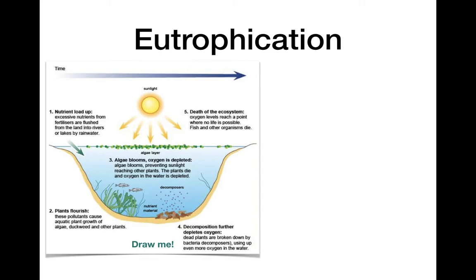Okay, we're going to start with eutrophication. This is the diagram you need to draw. The steps here, 1, 2, 3, 4, 5, those are what you can write in the process part. You can summarize them in the process part of your diagram. So we're going to go through this process together here.